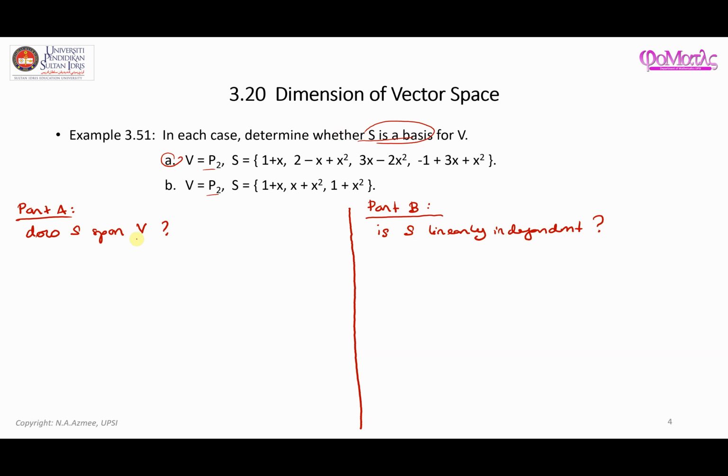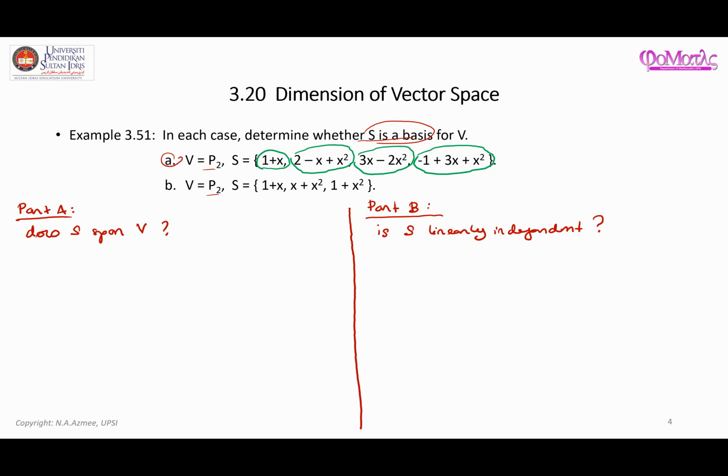Now, what is the meaning of "does S span V"? Well, to start off, we are just going to consider turning all this into this familiar vector notation. So what we can do is we need to determine.